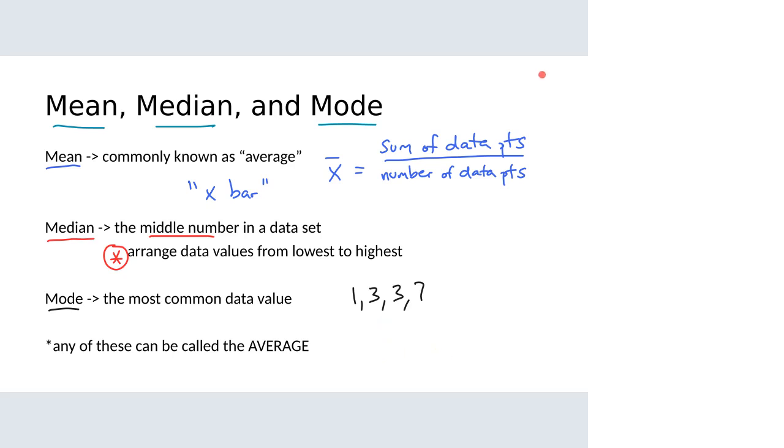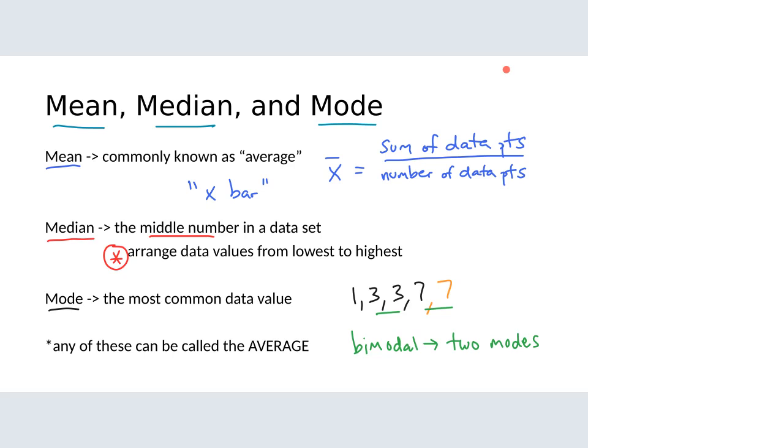Now, if we change the data set just a little bit and we add another 7, and now we're looking at it and we're like, well, what do we do if these two are tied for the most common? What do we do with that? Well, we would actually call that data set bimodal, and it would have 2 modes. 3 and 7 would both be the modes.